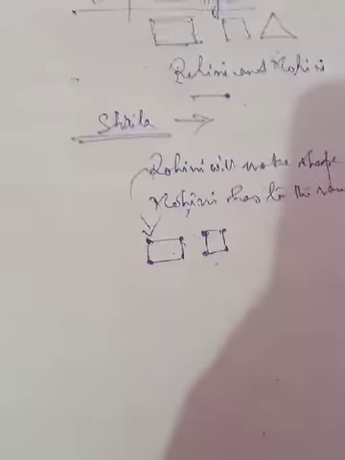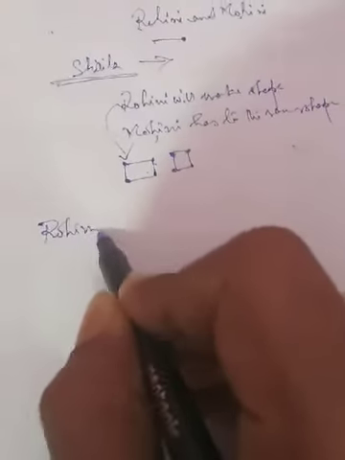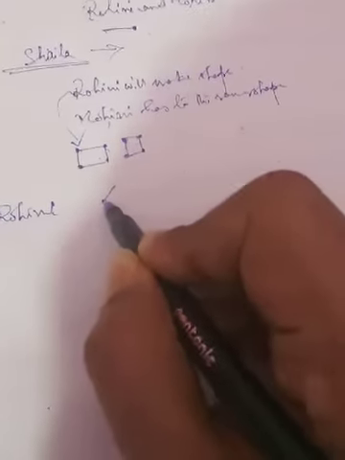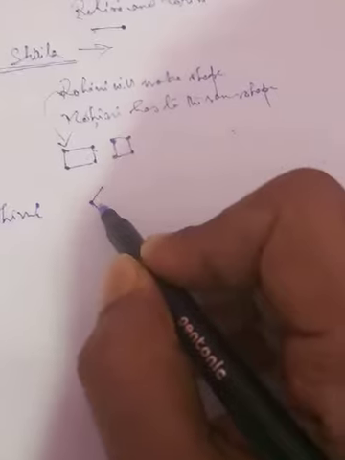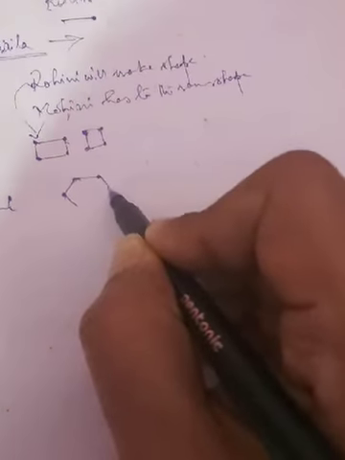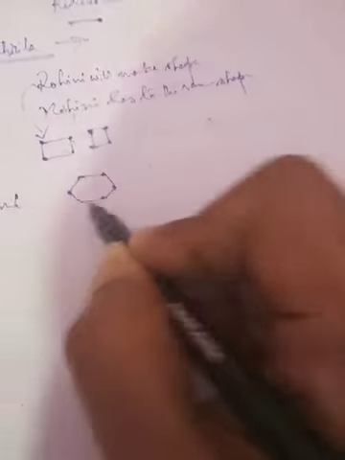Now Rohini made this shape. See in your book, a six-sided shape. They have made a six-sided shape by using matchsticks.